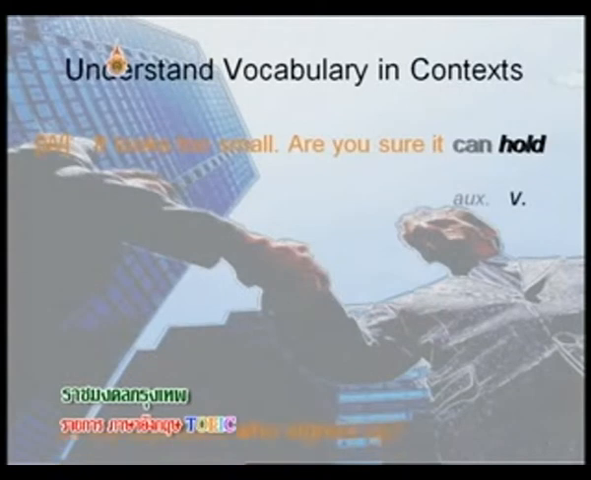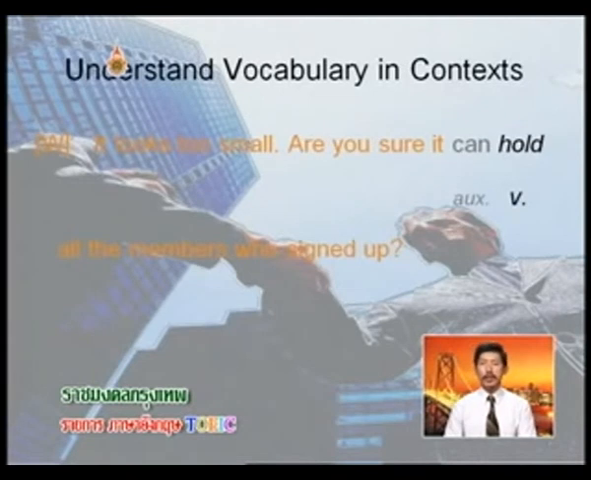This is what the woman said, and she said, "It looks too small. Are you sure it can hold all the members who signed up?" And after analyzing, we said that hold is a verb. This is because you see the word can. Can is an auxiliary verb, and auxiliary verbs usually take an action verb, and in this case, hold is the verb.